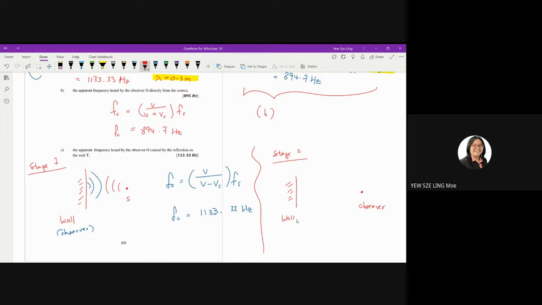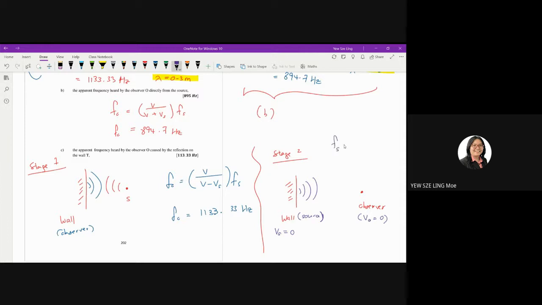So in this case, you now have vs equals 0. Now your wall is acting as a source because it reflects the sound wave from the source. So now we are treating the wall as a source in stage 2. And the observer, the human, is the observer right now. The source is the wall. The observer now wants to observe the frequency. The observer is also not moving, so you have vo also equal to 0. Vs 0, vo 0. What is going to happen?